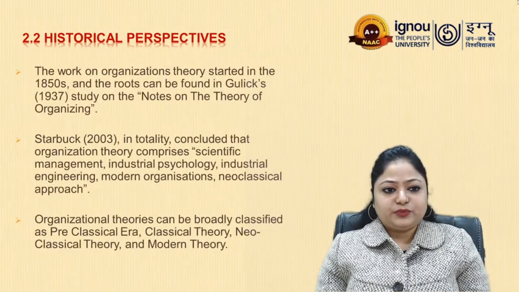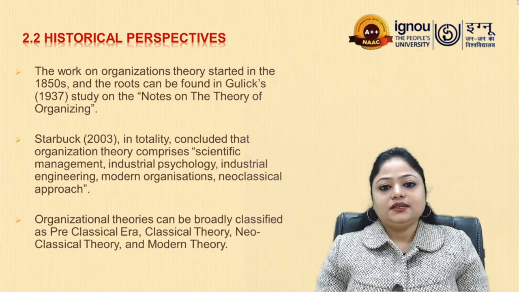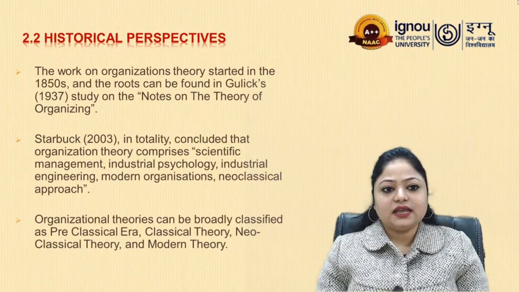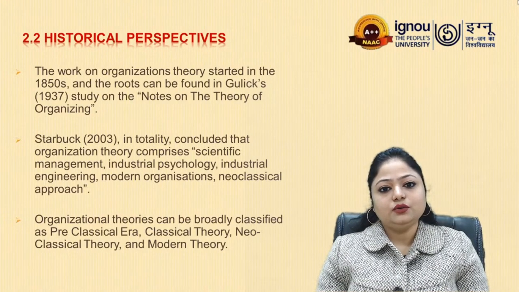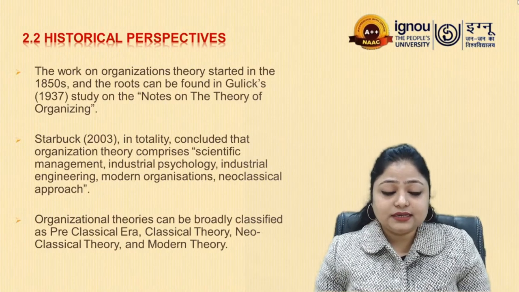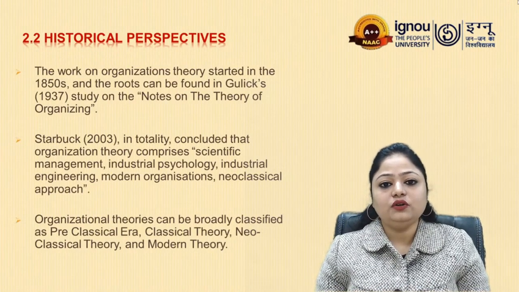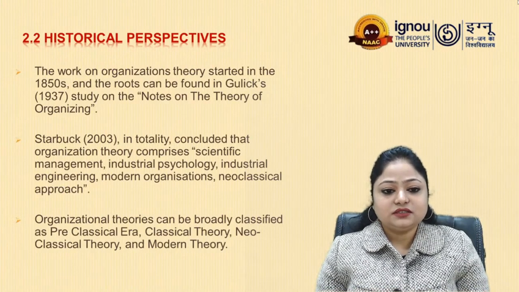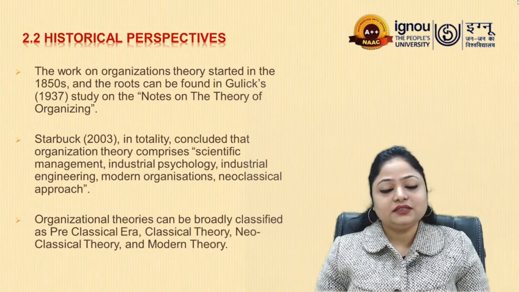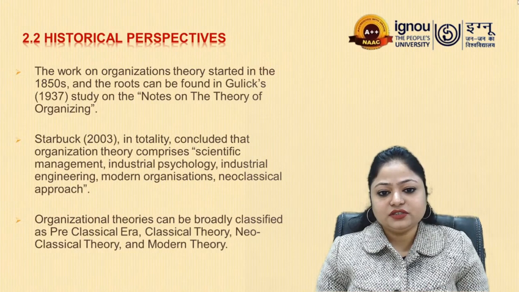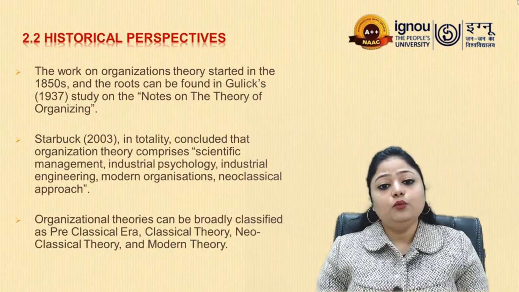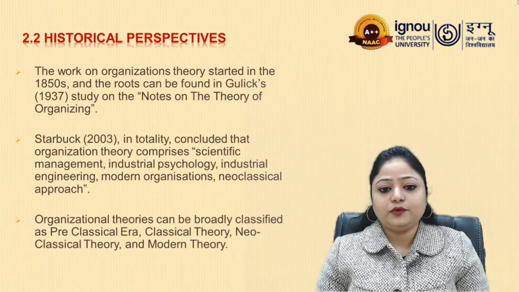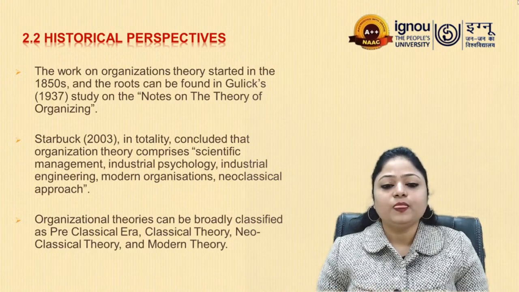So, historical perspectives: the work of organizational theory started in the 1850s, and the root can be found in Gulick's 1937 study, Note on the Theory of Organizing. Then Starbuck in 2003 in totality concluded that organizational theory comprises basically scientific management, industrial psychology, industrial engineering, modern organization and neoclassical approach. So these are the various eras or viewpoints through which we can view an organization or understand it.